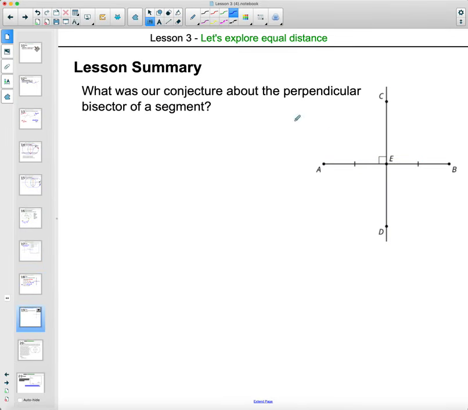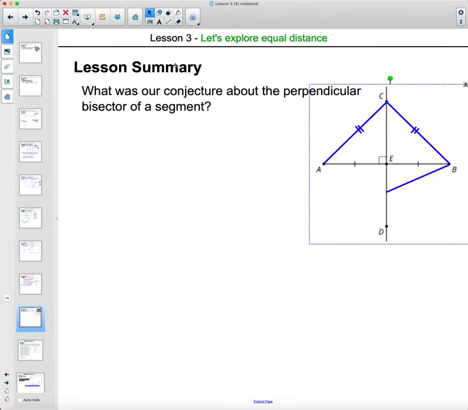And then back to that conjecture of a segment of our perpendicular bisector that we determined and thought, that any point on the perpendicular bisector is going to be equidistant from A and B. So this segment is equal to this segment anywhere on this line. So this segment is going to be equidistant from A as it is from B. So these would be the same. So if you pick any point on that bisector, it's going to be the same distance from A and B.